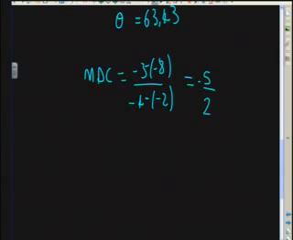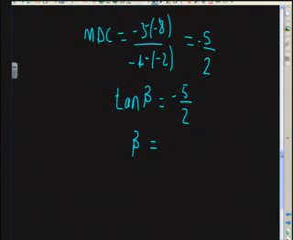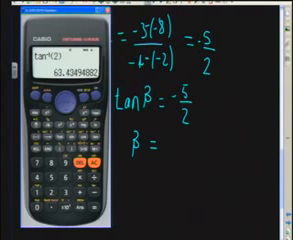Okay, so I'm now going to say tan of beta is equal to the gradient, which is negative 5 over 2. Now when we work out beta, guys, remember the negative just tells you which quadrant. So I'm going to say shift tan of 5 over 2.